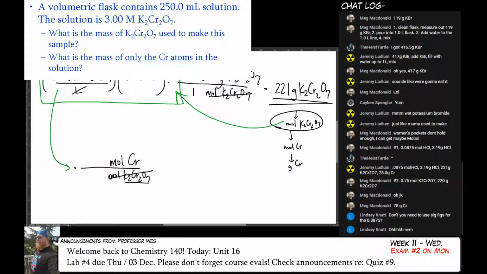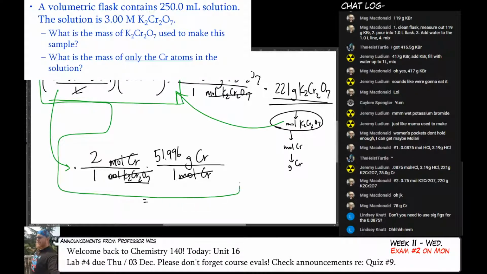And within one of these big molecules, there are 2 moles of chromium. Hopefully we remember that from Unit 11 or 12. There's 2 chromiums in the big molecule. And now I can just say, okay, in a mole of chromium, there are how many grams of chromium according to the periodic table? 51.996. Those units cancel.